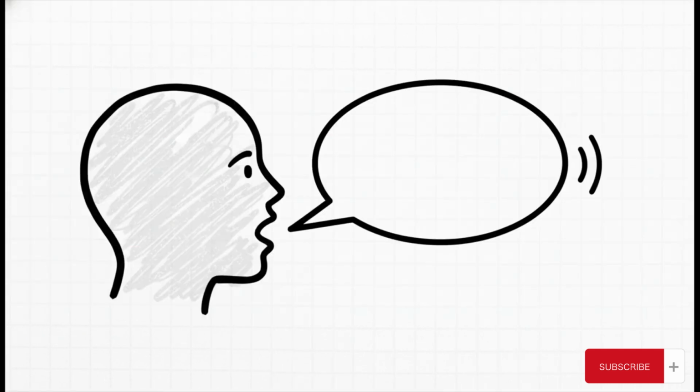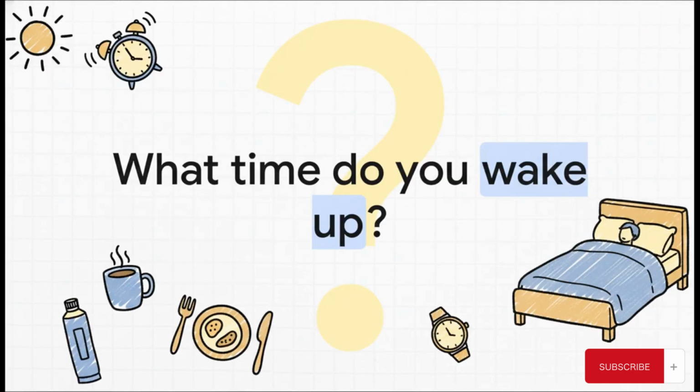Okay, this is where you come in. I'm going to ask you a couple of questions, and I really want you to try to say your answer out loud, wherever you are. This is absolutely the best way to build up that muscle memory. Ready? First question. What time do you wake up? Go on, say it. Try to use a full sentence like, I wake up at.